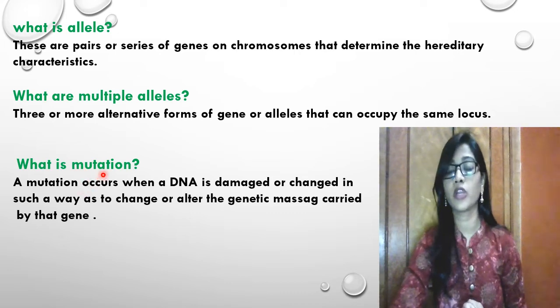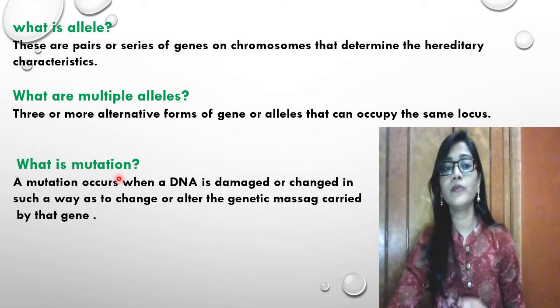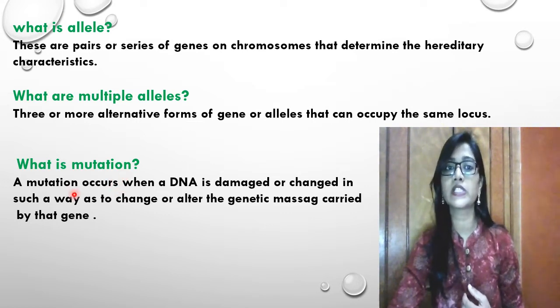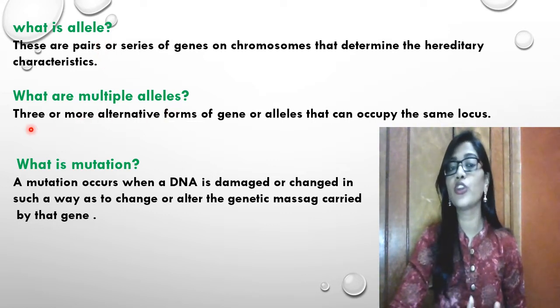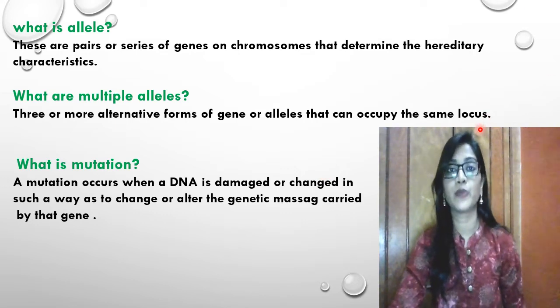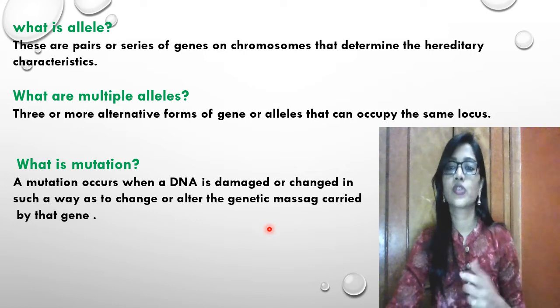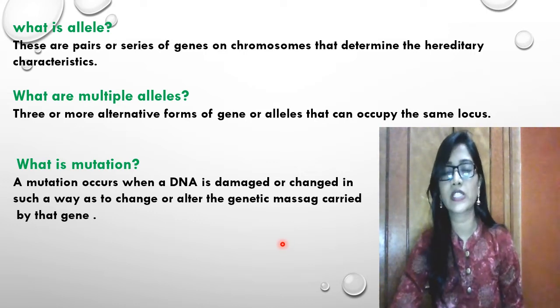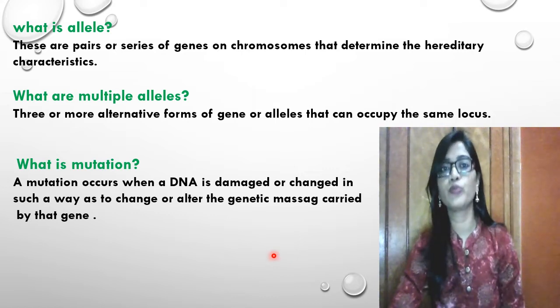Here we are talking about mutation in a very different manner. In the case of point mutation, we are going to study it, but just remember these things. What is an allele? What are multiple alleles? Three or more alternative forms present at the same position. And what is mutation? When the DNA gets damaged or changed. These are the three concepts you must understand before going to multiple allelism or before going to pleiotropy. So that's all about this slide.